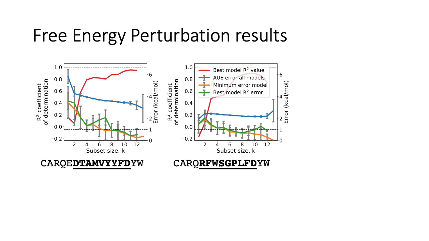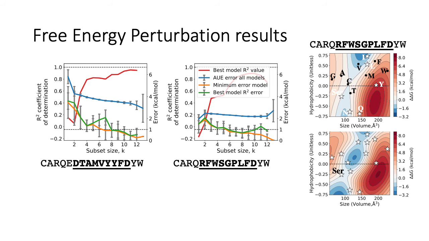Here are the results for using Gaussian process regression to predict binding affinities based on free energy perturbation computed binding affinities. What we see is that around a subset size of K equals 6 to K equals 8, the R-squared coefficient of determination is already very high, so it's very accurate. And the error of the prediction is also roughly around 1 kilocalorie per mole, which is roughly the accuracy of the free energy perturbation method. So this tells us that for the free energy perturbation predicted binding affinities, a subset size of K equals 6 to K equals 8 is pretty accurate. And here I'm showing another free energy surface for the free energy perturbation data set, and we see that the actual free energy surface agrees well with the K equals 6 predicted subset surface.